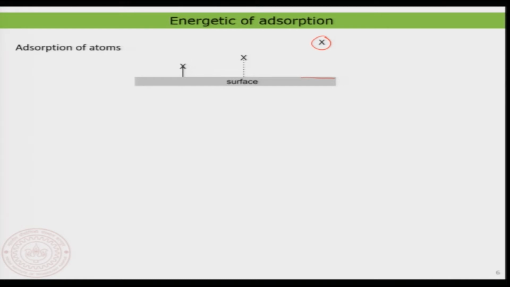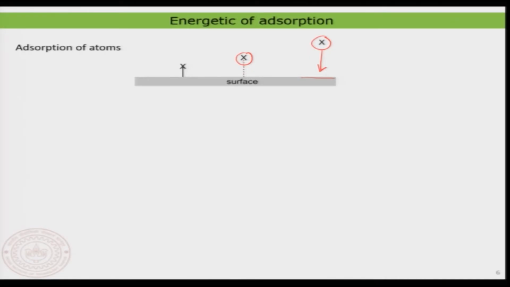And you see that the atom is basically approaching. As it keeps on approaching, there will be a point where the atom starts to interact weakly with the surface, and that is where you would say that there is a weak interaction happening, and that is something you can call physisorption.